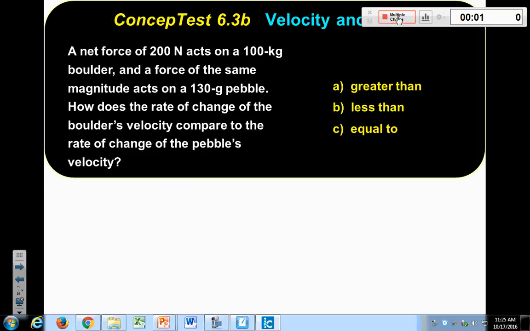Okay, similar situation. How does the rate of change of the boulder's velocity compare to the rate of change of the pebble's velocity? Will the boulder change velocity at a faster rate than the pebble, a slower rate than the pebble, or the same rate as the pebble?